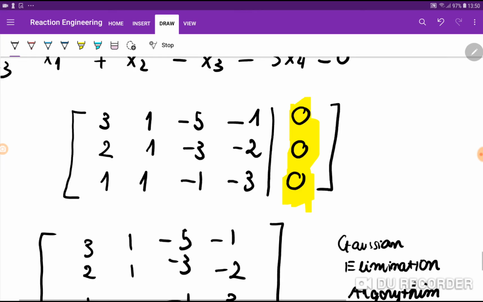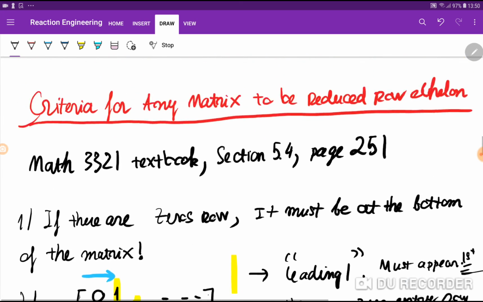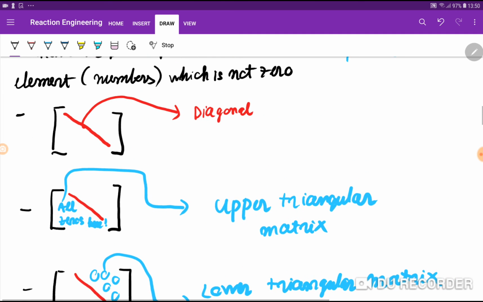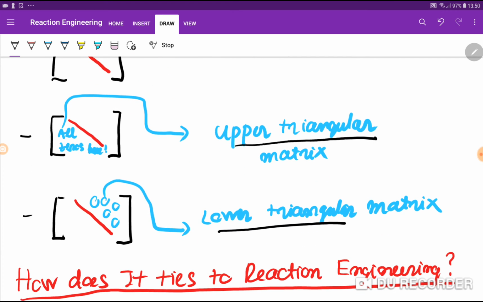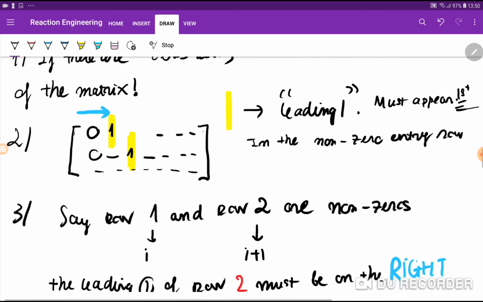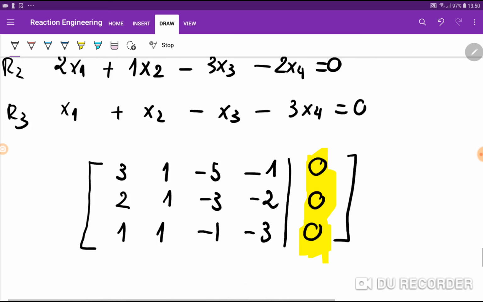Let me throw some terms at you. Let me remember, I'll write out some terms. Just make sure you know what they are. Okay, so diagonal matrix, upper triangular matrix and lower triangular matrix. Okay, cool. Now go back to our example.